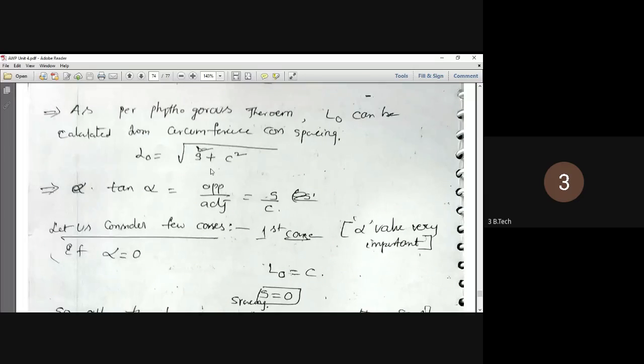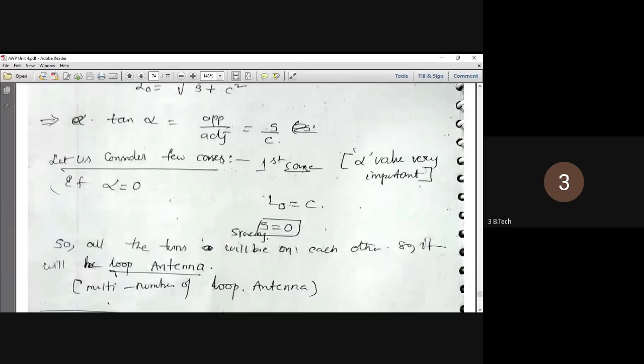So now we have to measure the alpha value. So first take tan alpha. Tan alpha means opposite side by adjacent. So what is the value here? It is S by C. So there are 3 cases in this. Alpha value is very, very important.